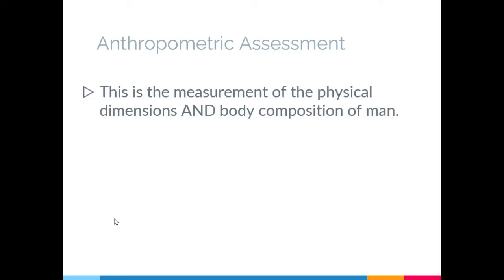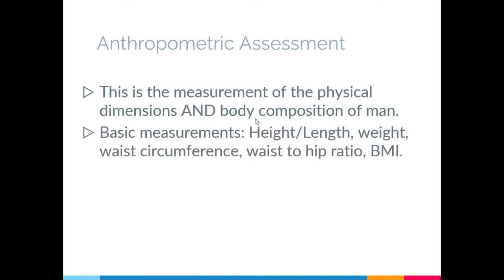So first, we have the anthropometric assessment. So this is the measurement of the physical dimensions and body composition of man. So duha aside from physical dimensions naa tay body composition. So we have these basic measurements that are involved in anthropometric assessment. We have height or length. Okay, we have weight, the waist circumference, waist-hip ratio, BMI, etc. So examples lang ni. Daghan pa kaayog mga anthropometric measurements na, but these are the basic measurements, okay, that we do in anthropometric assessment.